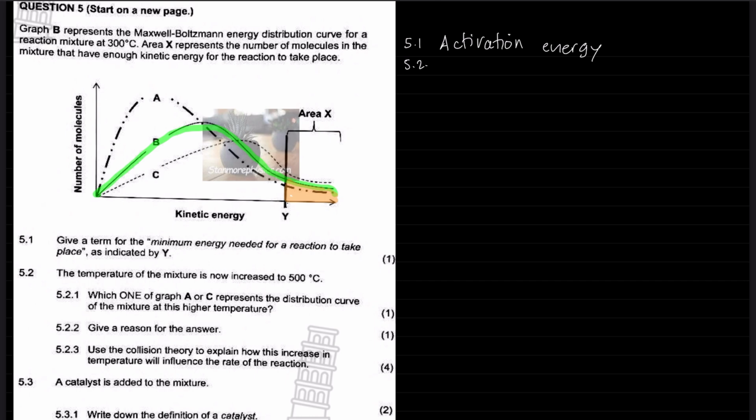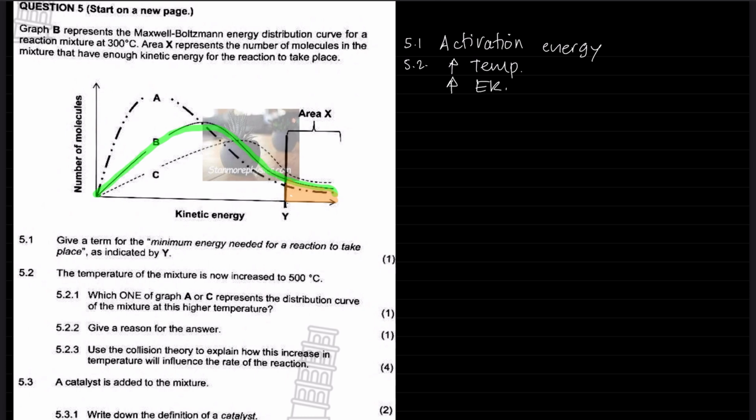The temperature of the mixture is now increased to 500 degrees Celsius. Which one of the graphs, A or C, represents the distribution curve of the mixture at this higher temperature? So what happens if you increase the temperature? If you increase the temperature, more particles have greater kinetic energy. So you have an increased EK.